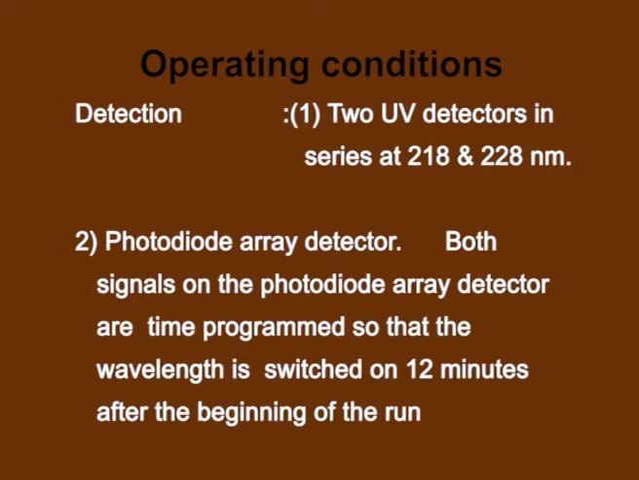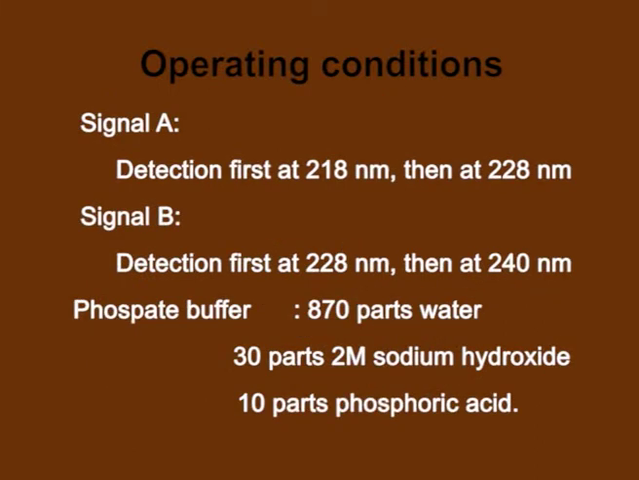Detection: 2 UV detectors in series at 218 and 228 nm. Photodiode array detectors. Both signals on the photodiode array detectors are time programmed so that the wavelength is switched at 12 minutes from the beginning of the run. Signal A, detection first at 218 nm, then at 228 nm. Signal B, detection first at 228 nm and then at 240 nm.